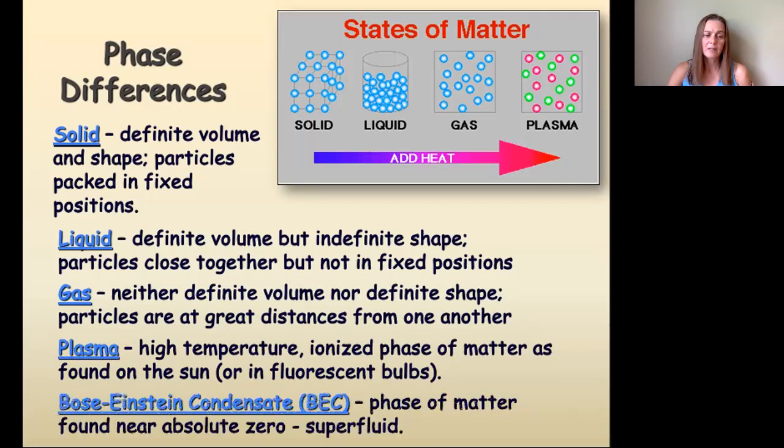And then the 5th state of matter is called a Bose-Einstein condensate. This is a phase of matter that's found as we approach absolute zero. It's considered a superfluid. It does flow in the same way that a liquid does, but it's extremely cold, so it's extremely dense. And it actually all starts to behave almost in a wave-like manner.